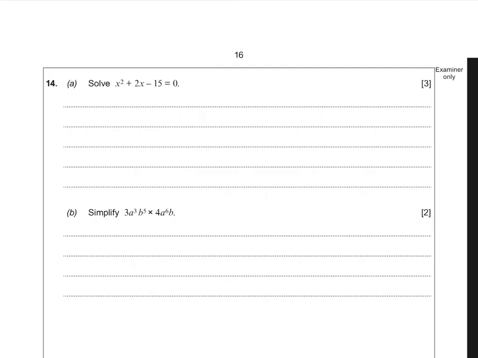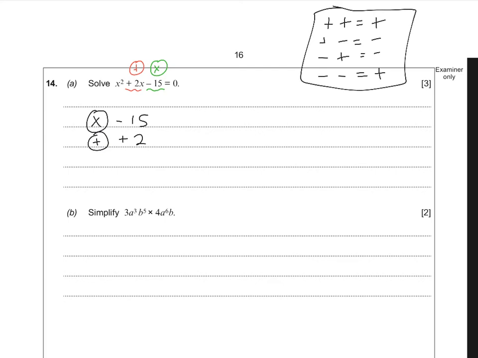Okay, then to answer a question like this one for 14a, we're looking for a pair of numbers that add together to give this number, and they times together to give this number. So I'm going to write that down by here. Times to minus 15 and add to plus 2. Before I go too much further, I'm going to write here that a positive times a positive is equal to a positive, a positive times a negative equals a negative, a negative times a positive equals a negative as well, and a negative times a negative is equal to a positive. I always used to write that down in my exams.